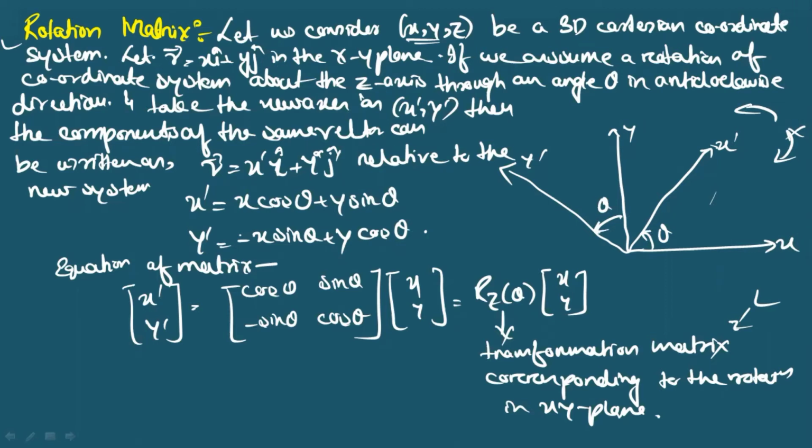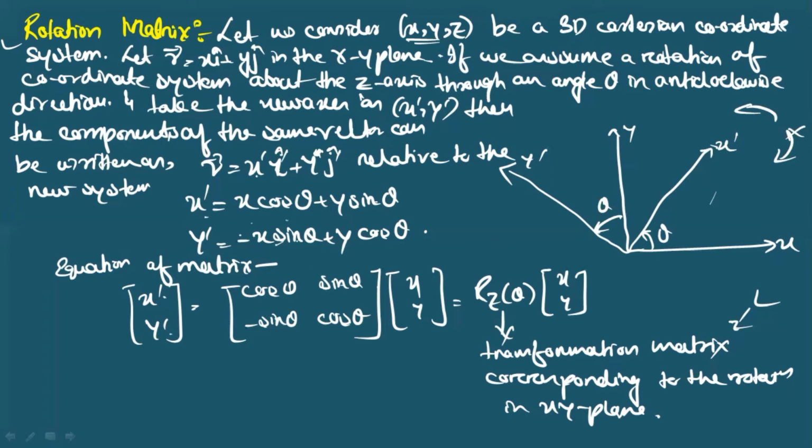Now this same vector R can be written as X prime i cap prime plus Y prime j cap prime, relative to the new axes. When you resolve the vectors, you get X prime equal to X cos theta plus Y sin theta, and Y prime equal to minus X sin theta, since it is anti-clockwise, plus Y cos theta. Clear? Now, writing this in matrix form, X prime, Y prime equals the matrix with cos theta, sin theta in the first row and minus sin theta, cos theta in the second row, multiplied by X and Y. When you multiply, you get the same equations.